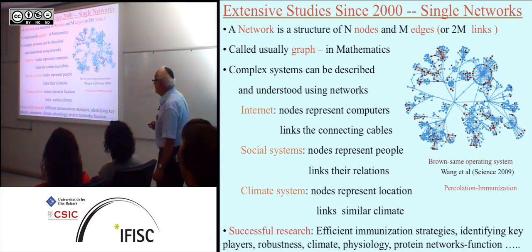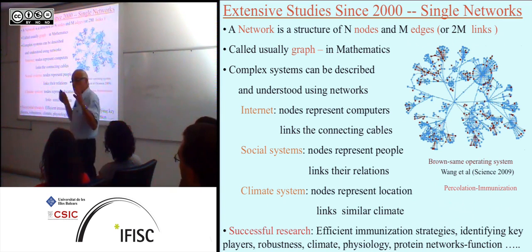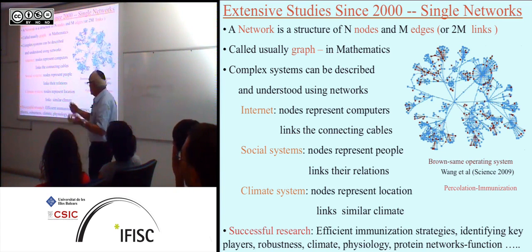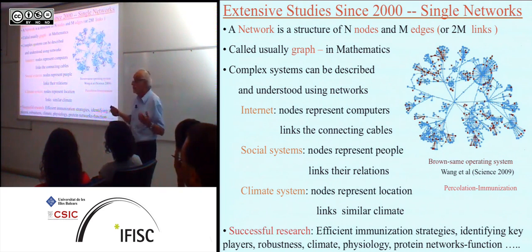I will speak a little bit about this also. Now, because of the network theory that we learned, we have had many successful studies. For example, we know how to make efficient immunization strategies, and to identify key players in the network, the most important nodes. Robustness of networks is one I will speak about a lot in this talk. Climate networks, physiology, protein networks: we can learn about function from the network. There was a great success by Bar-Ilan, who looked at the structures inside the network and could identify functional properties of proteins that were not known before.